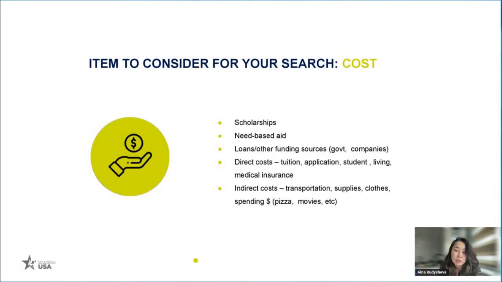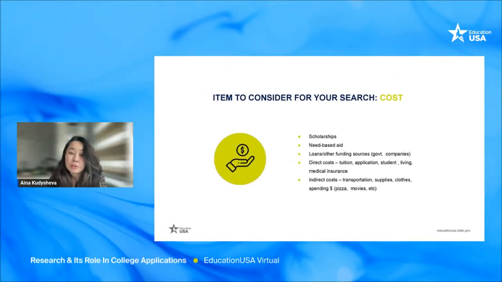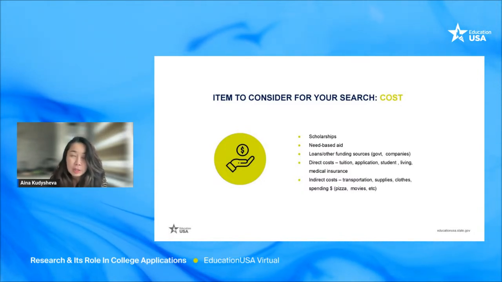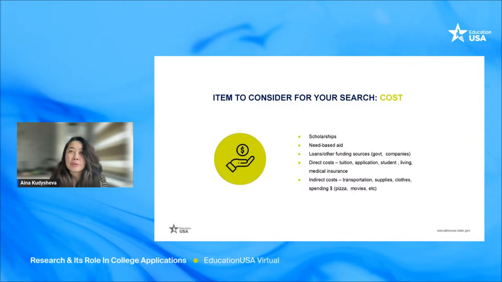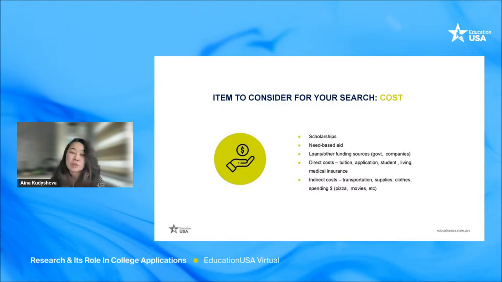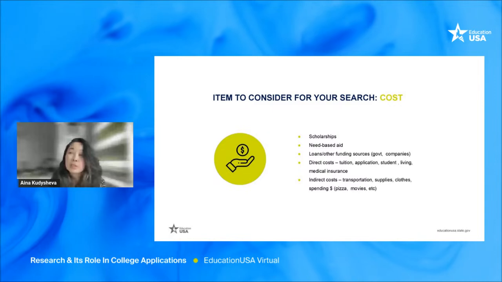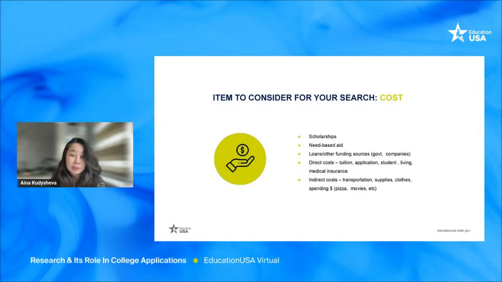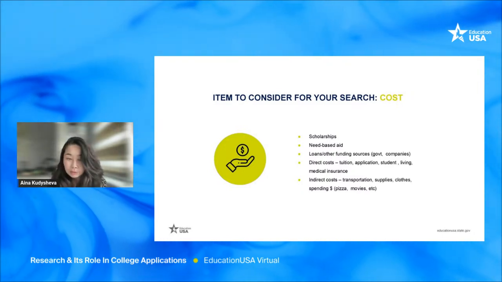When we say direct cost, we don't always mean only the tuition. Direct cost consists of different types of expenses. It can be tuition or application costs. When you apply to universities, for example, Common App has its own fee to be paid during the application. Even though it has a fee waiver opportunity, some universities don't give an opportunity to waive your fee. Some universities have their own application system, as Alina already said. So you should consider that if they have their own application system, the cost for the application will differ and depend on the university.